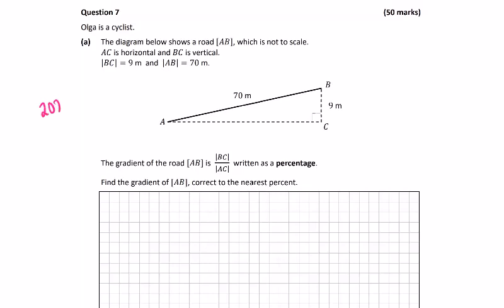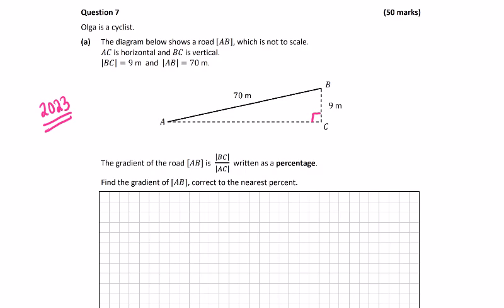2023, question 7. First of the long questions. Olga is a cyclist. The diagram below shows a road which is not drawn to scale. AC is horizontal and BC is vertical. So the right angle triangle, the right angle is given. And we're given BC and AB.